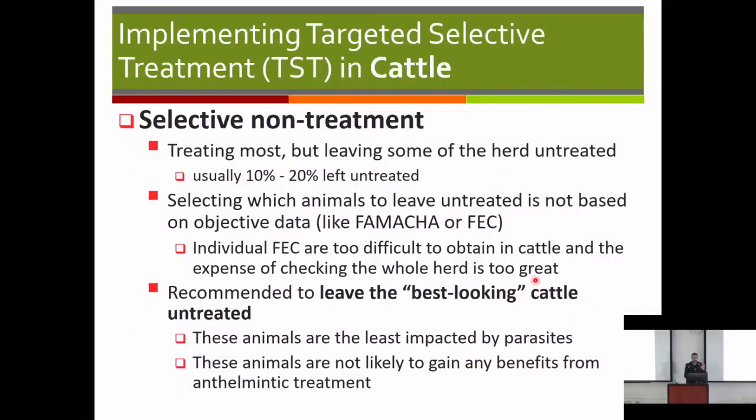Okay. So targeted selective treatment strategies are under the umbrella of refugia management strategy. Selective non-treatment in the case of cattle: what does that mean? Treat most but leave some of the animals in the herd untreated, like 10 to 15% or 20%. So how can you do that? You can't do that based on the FAMACHA or fecal egg count test, because these are big herds, and cattle are big animals. It's difficult to obtain the feces and do all these FAMACHA and fecal egg counts. So the best strategy is to leave the best-looking cattle untreated. This is one of the best strategies you can adopt here. These animals are least affected by the parasites, and they are not likely to gain any benefit if you give the anthelmintic to these healthy animals. So leave these healthy animals separate and treat those who need treatment.